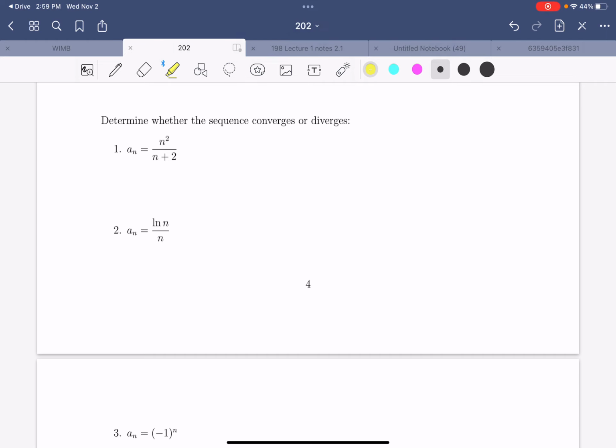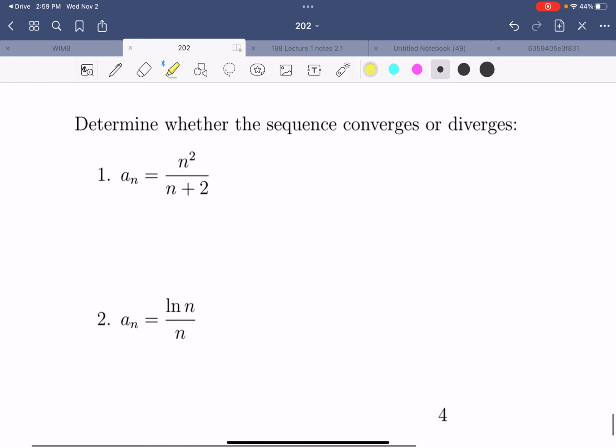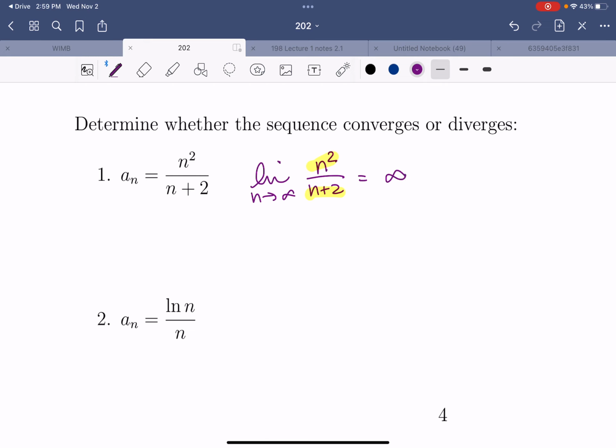So first of all, we want to know if a_n equals n squared over n plus 2, does this converge or diverge? So we want the limit as n goes to infinity of n squared over n plus 2. Again, you would get infinity over infinity here, but look, you have a higher degree in the numerator than the denominator. And so this is going to go to infinity, so this will diverge.